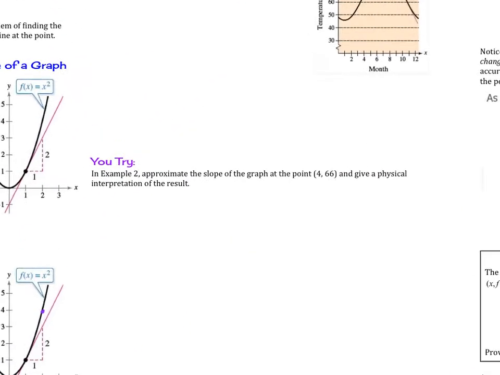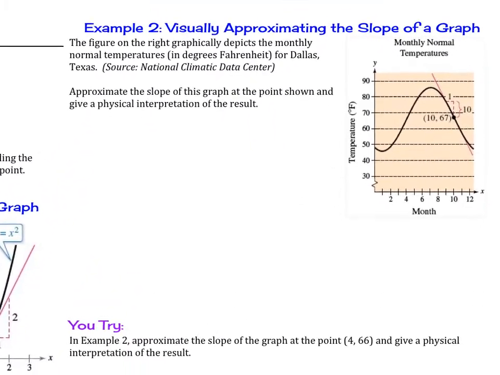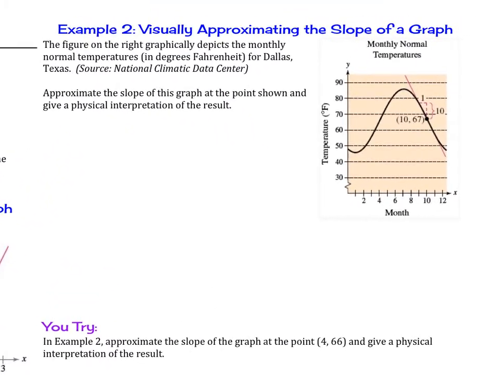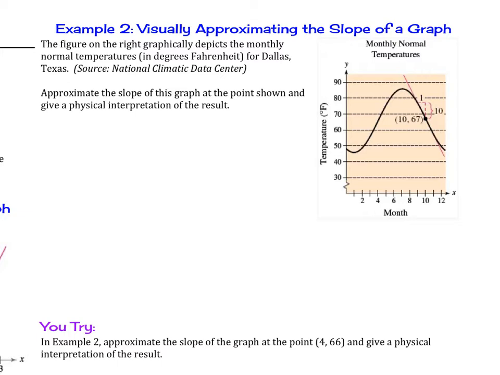Now let's do some more approximations of slopes. The figure on the right graphically depicts the monthly normal temperatures in degrees Fahrenheit for Dallas, Texas. Approximate the slope of this graph at the point shown and give a physical interpretation of the result. So again, they did a lot of the work for us here on the graph. So here is the graph. The point is at (10, 67). That's the point they were looking at. So what is the slope of the line that goes through that point? And so here it is, 10 over 1.